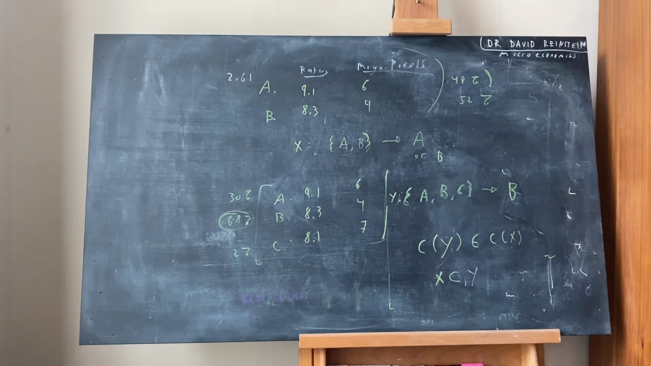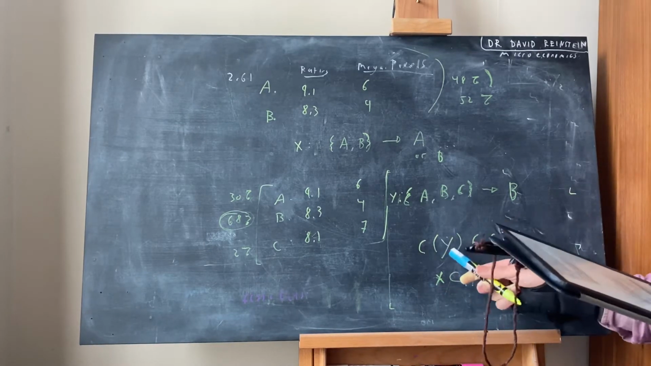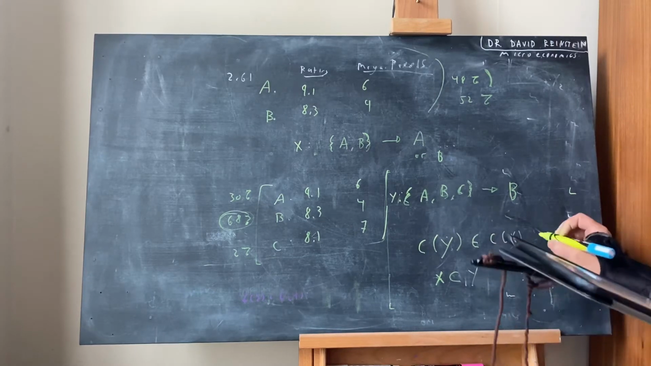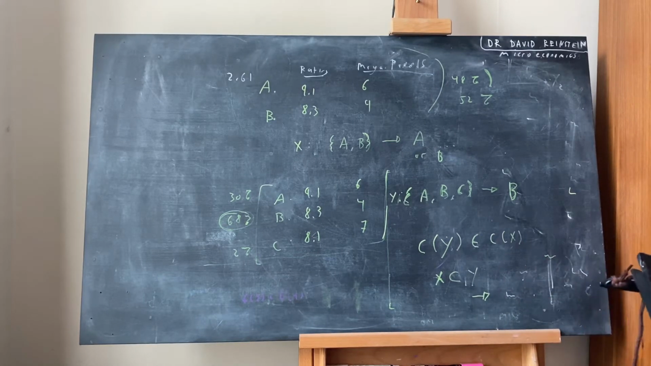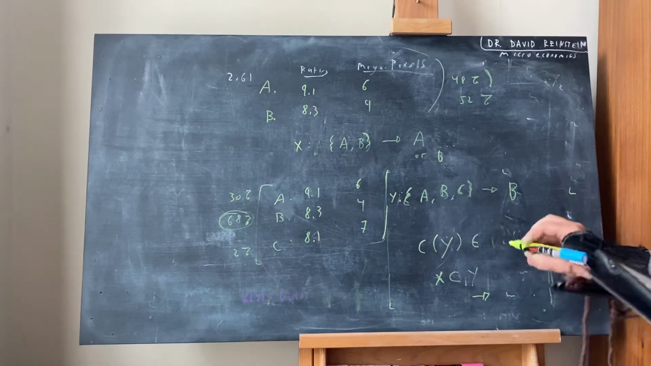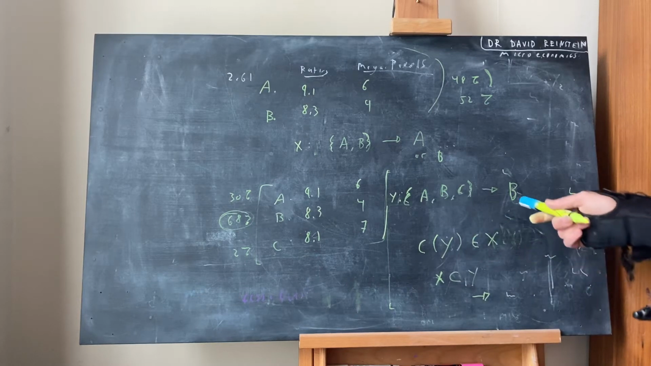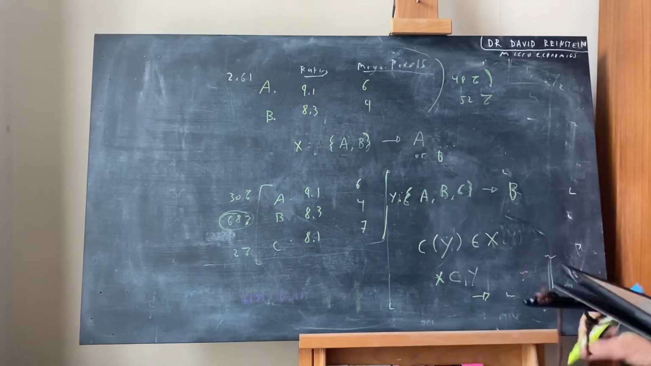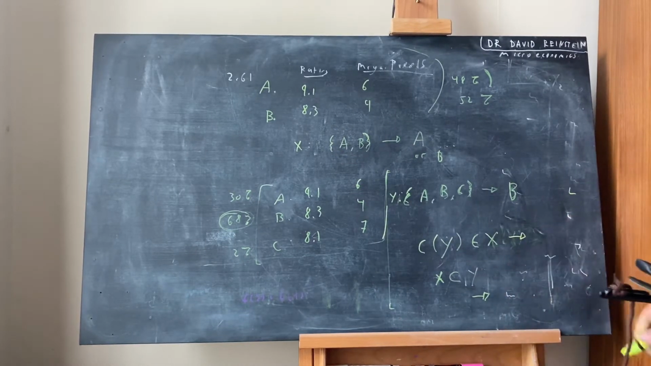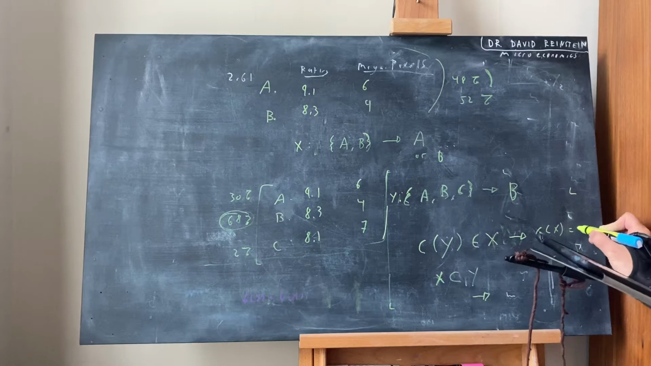So preferences satisfy property alpha if any choice made in the larger set is available in the smaller set, then it must be the case that it was also, this is wrong. If the choice made in the larger subset, here B, was available in the smaller subset, which here in fact it is, it has to be the case that the choice made in the smaller subset is the same as the choice made in the larger subset.